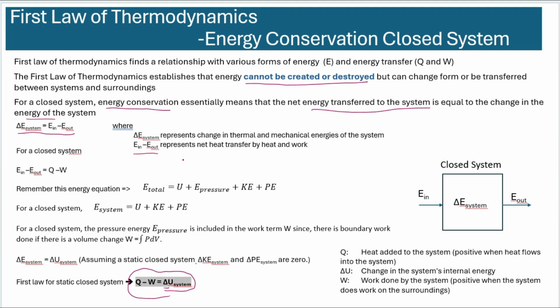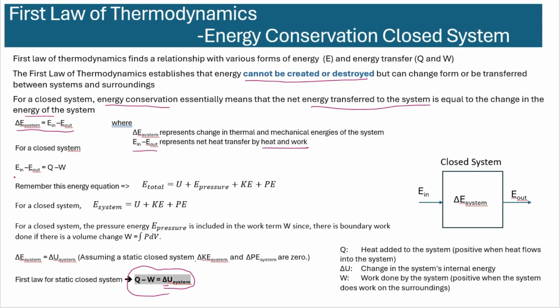So E in minus E out includes both heat and work. So you could write E in minus E out as Q minus delta W. You know that Q that is added to the system is positive, and the work that is done on the system is typically considered negative. So that's why this minus sign here. So you could write E in minus E out as Q minus W.